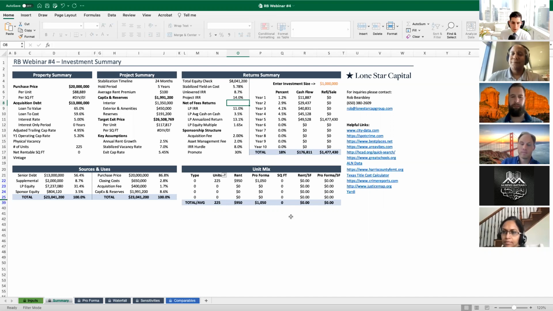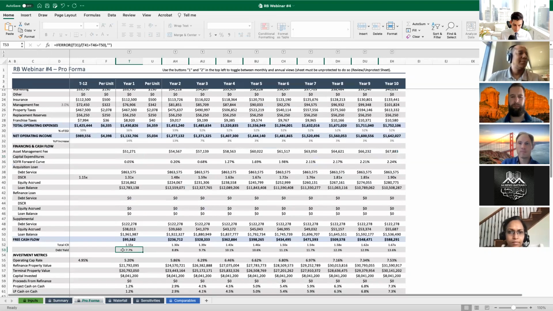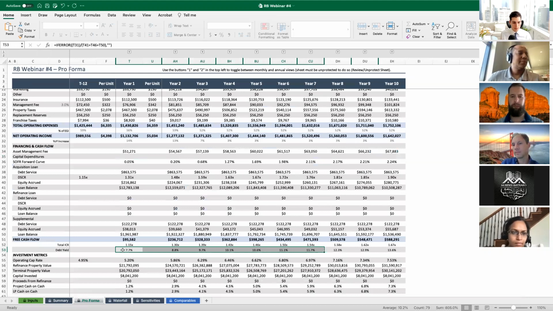Clive's asking, does the model show year one? I think that's referring to year 1 and year 3 debt yield. So yeah, on the pro forma tab, you can see the debt yield spread across the years.